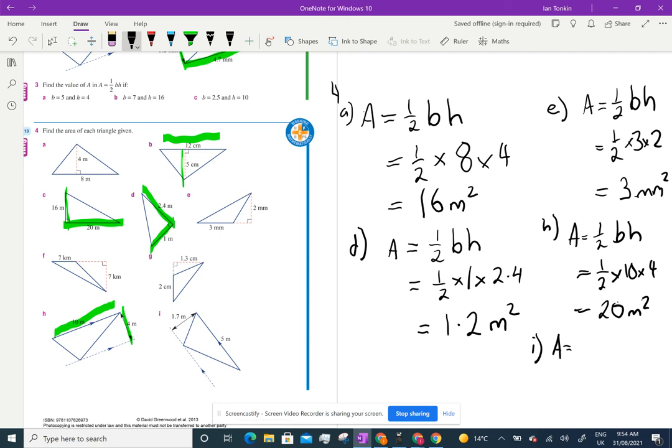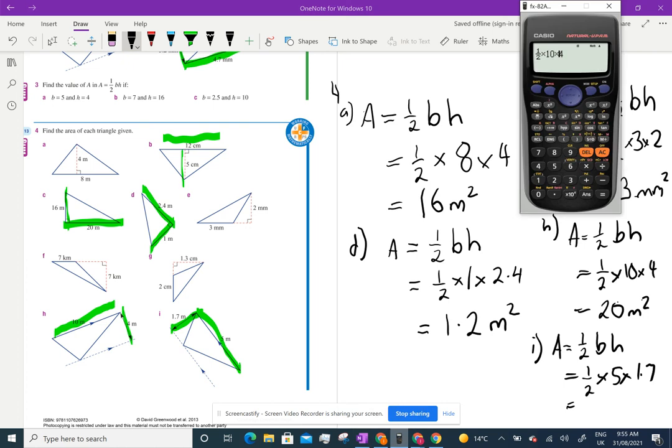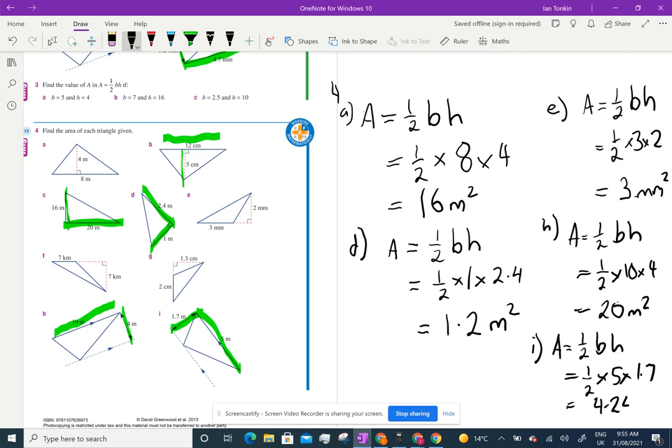Area is a half the base times the height. Well, here's the base and here's the height. Don't worry that it's been drawn on an angle. Remember, you can turn or rotate your book or rotate the image. So it's a half times 5 times 1.7. Calculator again. Half times 5 times 1.7, 4.25. What units are we in? Meters squared.